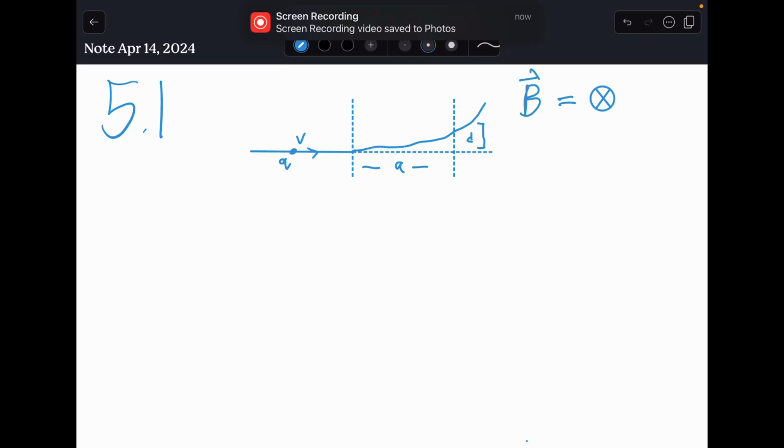Hi, I'm Alejandro Martinez. I'm going to be doing problem 5.1. In this problem, it says a particle of charge Q enters a region of uniform magnetic field B pointing into the page, and this field deflects the particle a distance d above the original line of flight. And the first part of the question is if this charge is positive or negative.